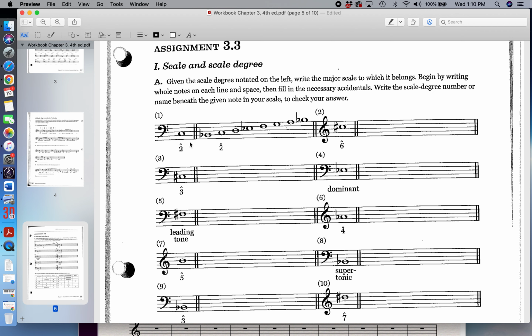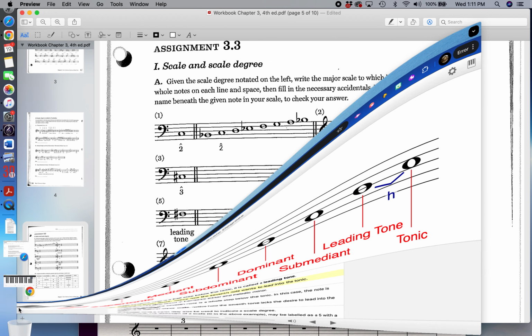So like the example they give you, they say we want a C to be the second scale degree. Draw your scale based on that. This one is C sharp is the sixth scale degree. Draw your scale based on that. But then they also sometimes, instead of using the scale degree number, they use the scale degree name. So we need to learn what that is real quick.